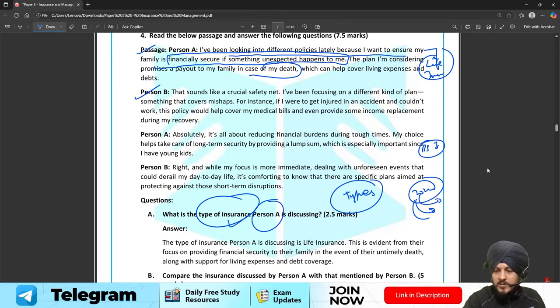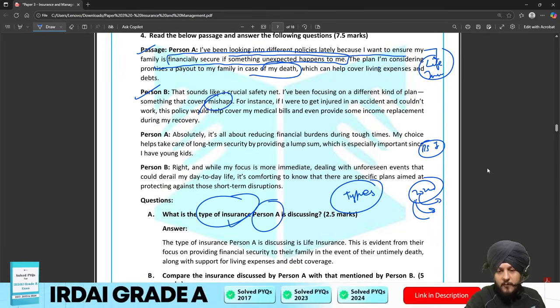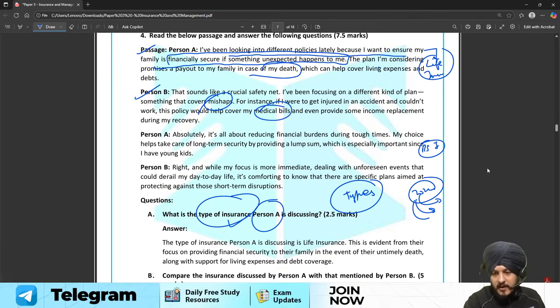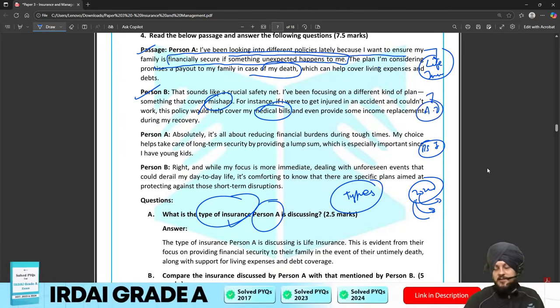I have been focusing on a different type of plan, something that covers mishaps. For instance, if I were to get injured in an accident and couldn't work, this policy could help cover my medical bills and even provide some income replacement during my recovery. So what type of insurance is it going to be? It is going to be accidental insurance.